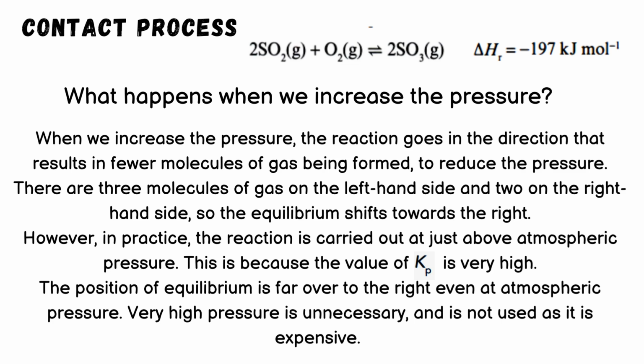When we increase the pressure, the reaction goes in the direction that results in fewer molecules of gas being formed, to reduce the pressure. There are 3 molecules of gas on the left-hand side and 2 on the right-hand side, so the equilibrium shifts towards the right. However, in practice, the reaction is carried out at just above atmospheric pressure. This is because the value of Kp is very high. The position of equilibrium is far over to the right, even at atmospheric pressure. Very high pressure is unnecessary and is not used as it is expensive.